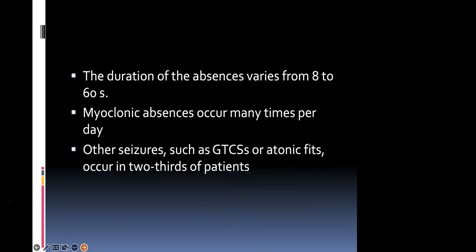The duration of the absence varies from 8 to 60 seconds. The myoclonic absences may occur many times per day. Other seizures such as GTCS or atonic fits occur in 2/3 of the patients. The duration of the absence here can last up to 60 seconds, whereas in childhood typical absence seizures, the maximum duration is not more than 15 seconds, an average of 10 seconds. So based on the duration of the absence, you also know what kind of disease you are dealing with.